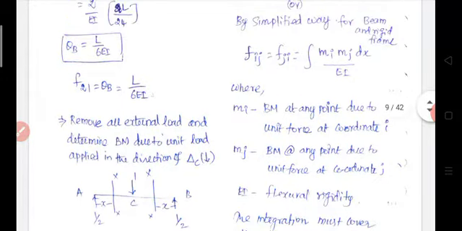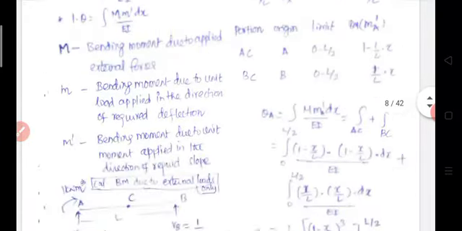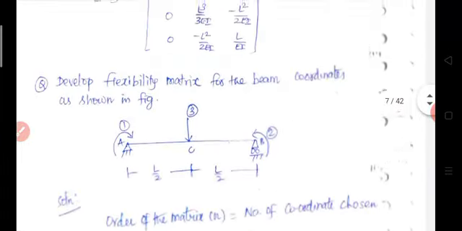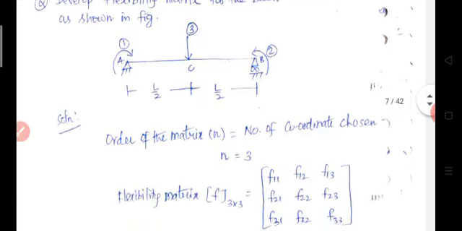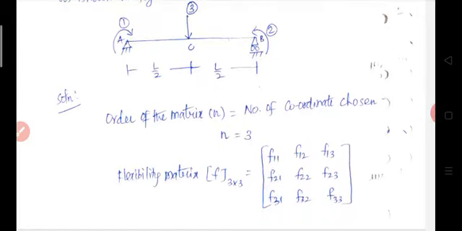So this is our given example. To develop the flexibility matrix for the beam coordinates as shown in the figure, they have shown 3 coordinate directions. Therefore the order of the matrix is 3. Then the flexibility matrix is a 3 by 3 square matrix.